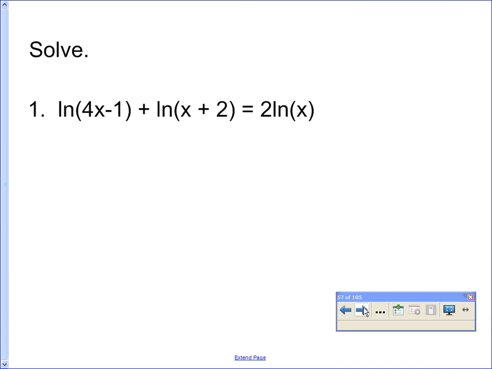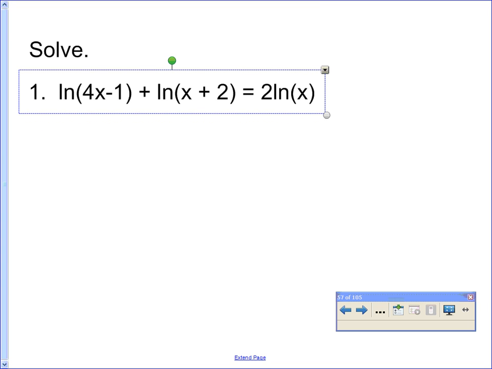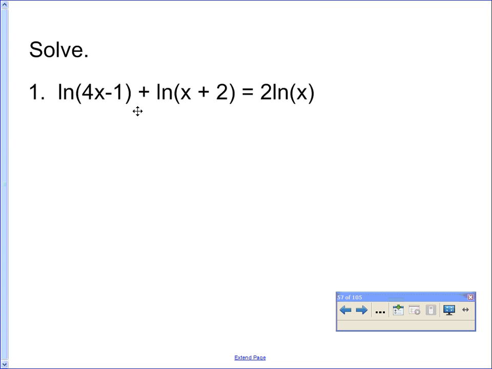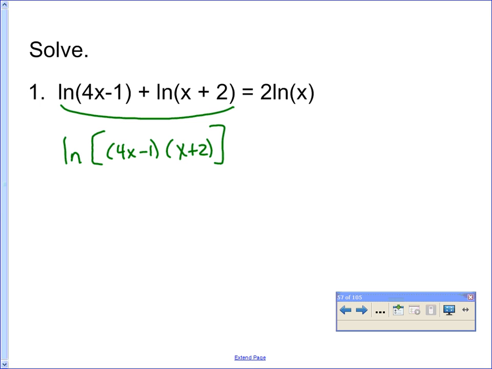Next problem, not a word problem, but it is going to require a significant amount of work here. We're trying to solve for x. And if we're trying to solve for x, then what we want to do is try to get each side to a single logarithm so that we can eliminate those logarithms, okay? So in this one, I've got the sum of two logarithms, which means that I can rewrite it as the natural log of 4x minus 1 times x plus 2 equals, and I'm going to write the natural log of x squared here, okay?